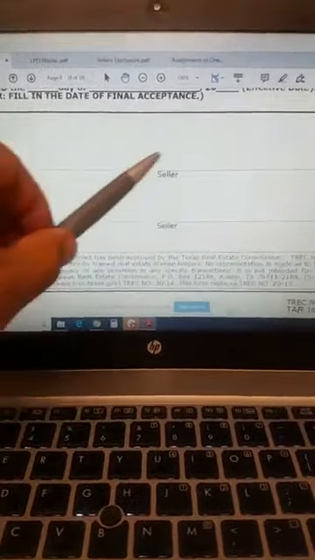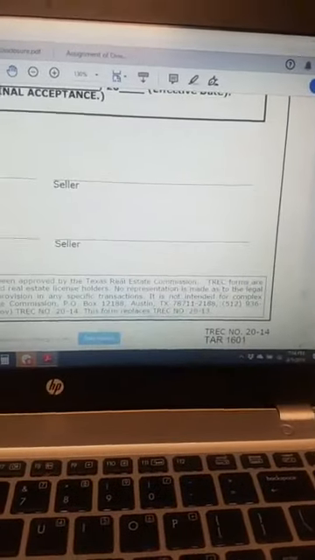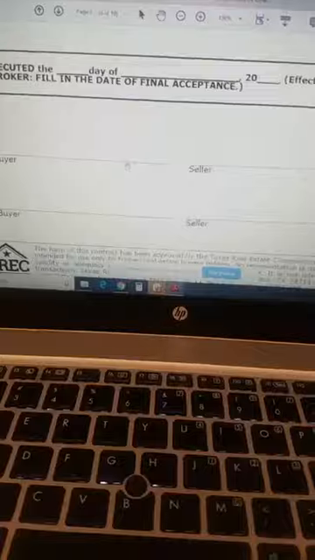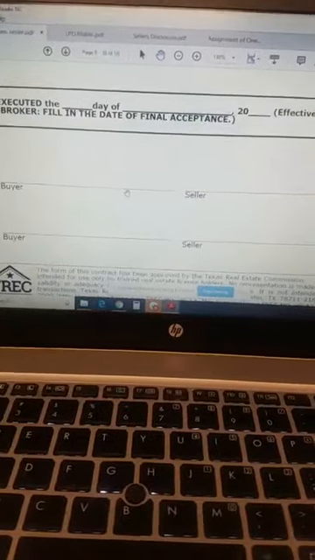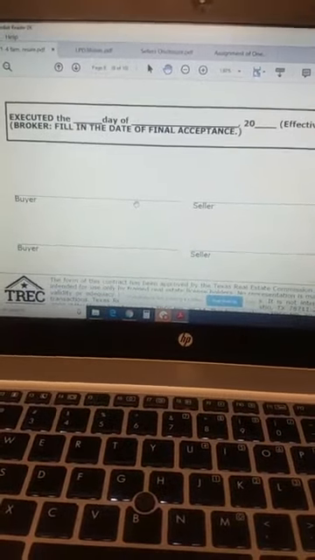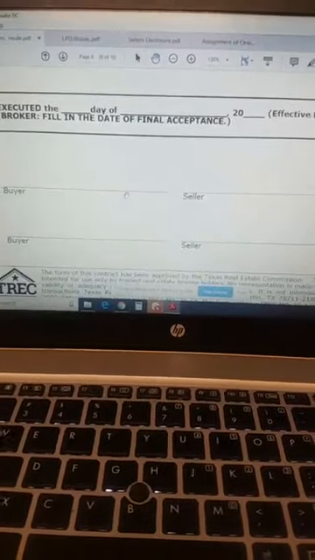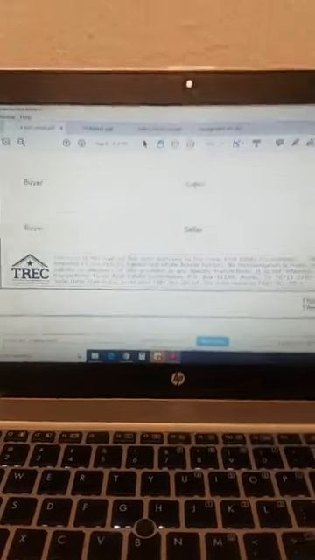Buyer signs here, seller signs there. As you notice, there's no date there because the date is the effective date on the top. So once both parties have signed, whoever signs last, that's when you can fill in this date. Don't fill it out until both parties have signed. Once both parties sign, you fill that out.